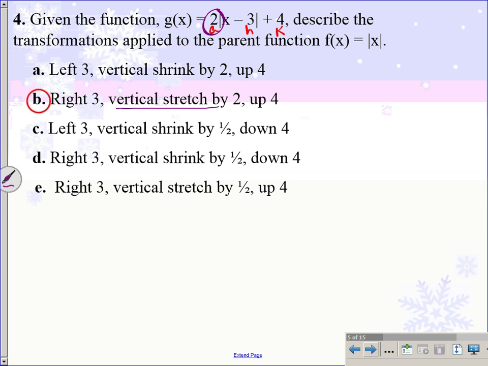The x minus 3 tells us that we're moving positive 3 units, because that one's opposite. And then the plus 4 tells us we're moving up 4 for the vertex. So that means right 3, up 4, which is exactly what happens in option B.